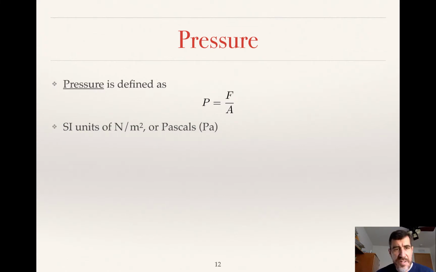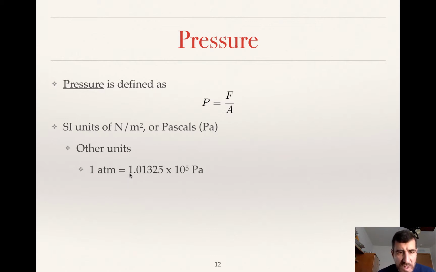So the SI units, well, force we measure in newtons, area we're going to measure in square meters. So the SI unit for pressure is the newton divided by square meter, or that's also called a Pascal, abbreviated capital P, lowercase a. However, when it comes to pressure, there's lots of other units that are commonly used. So for example, there's a unit called an atmosphere, which happens to be approximately equal to atmospheric pressure, which is about 101,000 pascals.